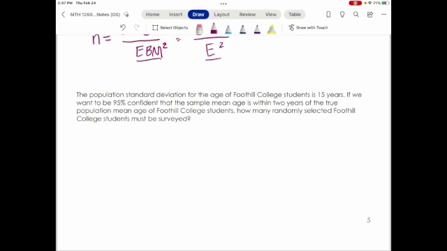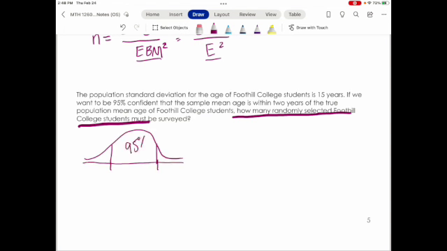So the example reads, the population standard deviation for a Foothill College student is 15 years. If we want to be 95% confident that the sample mean age is within 2 years of the true population mean age of the Foothill College students, how many randomly selected Foothill College students must be surveyed? So it's asking for the sample size. How many must be selected? What does my sample size need to be if I want a 95% confidence level?